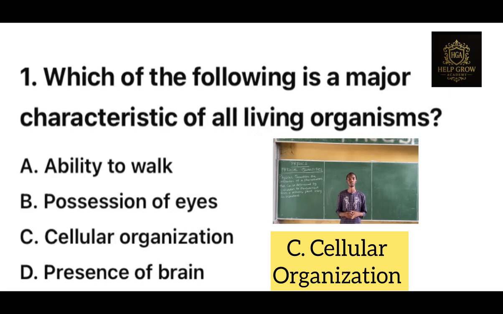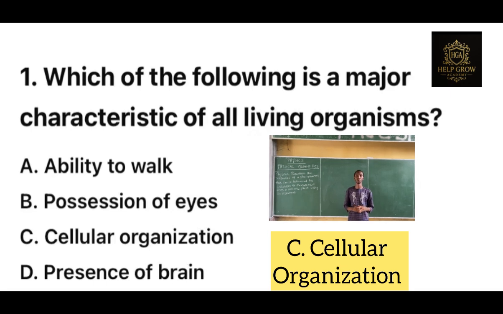So options A, B, and D are not universal because not all organisms have legs to walk. Example, you have your fish, you have fungi, or you have plants. Also eyes. Many microbes don't have eyes. Or brains, plants, insects, and other organisms may lack a true brain, but all living things have cells. Therefore, the correct option is option C, cellular organization.